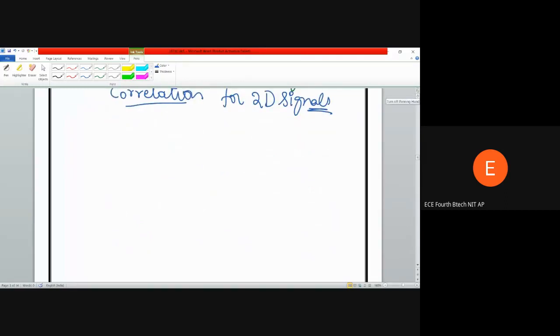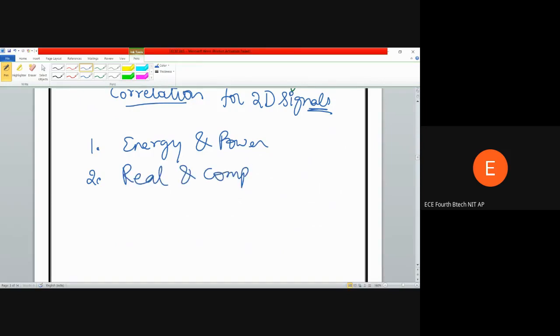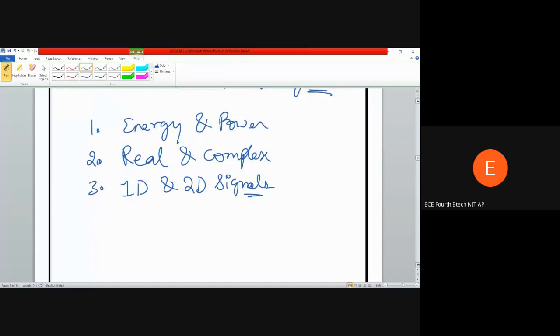As of now, we have seen three types of signals. The first is energy and power signals. The next one is real and complex signals. And the third one, which we are going to see now, is one-dimensional and 2D signals. I'll talk about these 1D and 2D signals for a while, and then I'll move on to Matlab demonstrations.